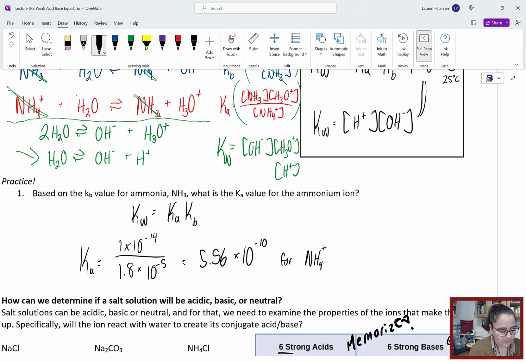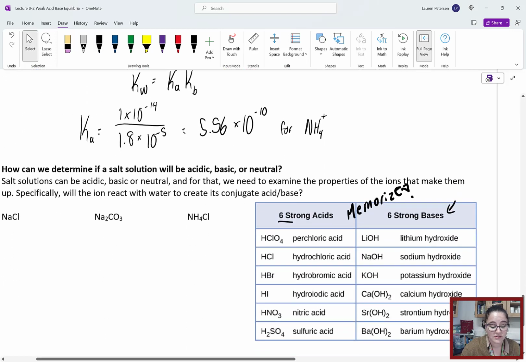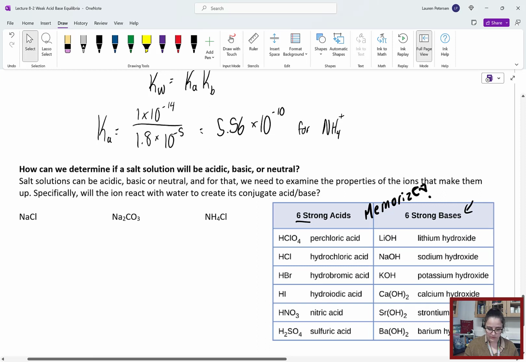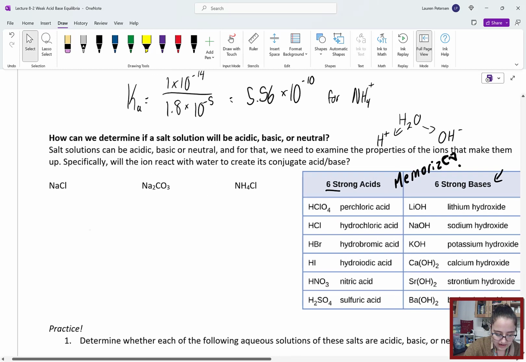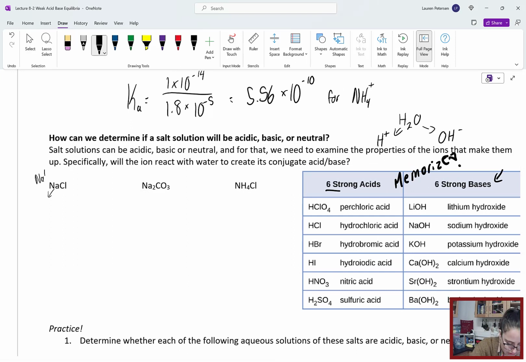Okay, cool. So one last skill that we'll talk about is how we can determine if a salt solution is acidic, basic, or neutral. So basically, you're thinking about water. We got water, H2O, which you can also think of as just an H plus bonded to an OH minus. So if we're thinking about something like NaCl, Na is positive. So it would bond with that OH minus and create NaOH, where the Cl minus would bond with the H plus and make HCl.